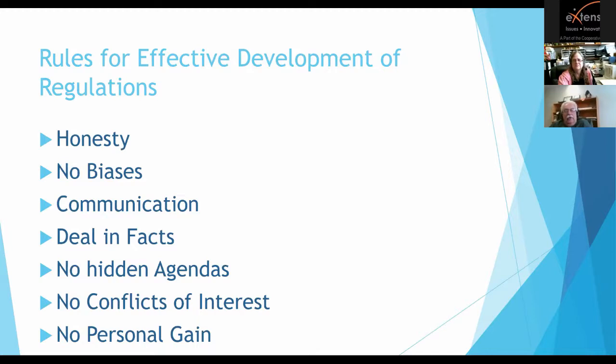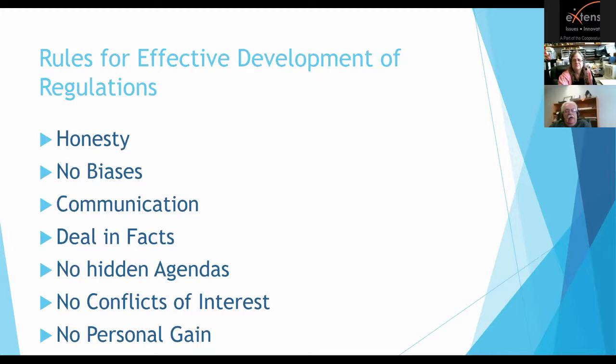When you start coming into the idea of developing regulations, one of the things you need to come to this activity with is no biases. You need to have an open mind. You don't have to prejudge situations. You need to have no biases, and that kind of goes along with the honesty. Being honest about it, coming in with a clear mind or an open mind is very important.